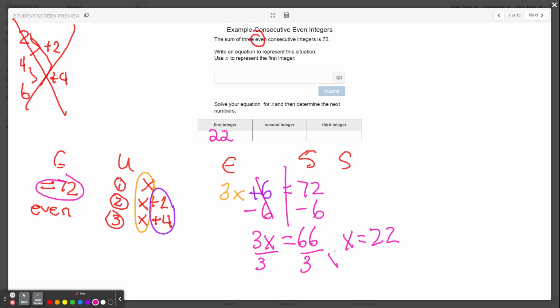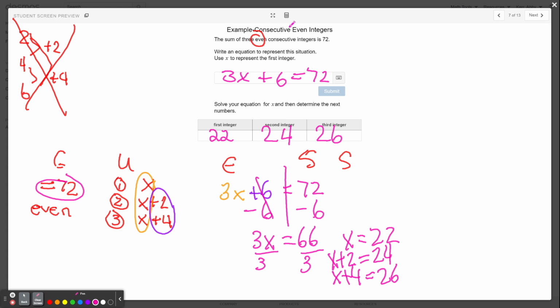Now how do we get to the next one? We're just adding 2 to it, because that's our next even number. And then I'm adding 4 to my original. So that's how I get 26. Now here it says write an equation. I'm sorry, I forgot to write it up here. It would be 3x plus 6 equals 72.